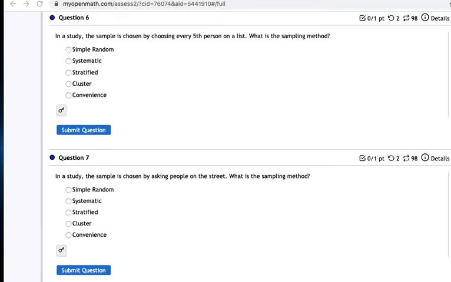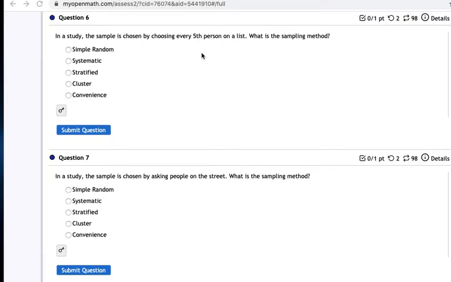A few problems that have to do with sampling methods. Let's look at this first one. In a study, the sample is chosen by choosing every fifth person on a list. What's the sampling method? So if you have the situation where you're going, I always think of gym class.